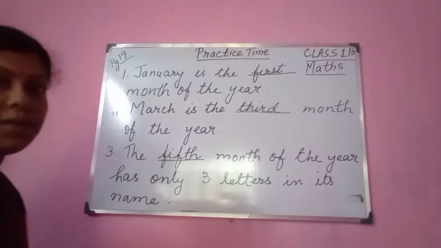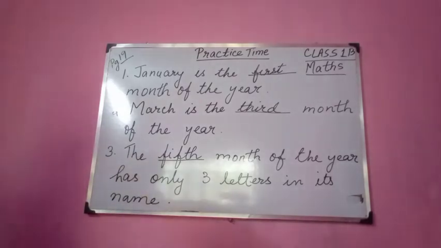Okay, you please see once again. January is the first month of the year. Okay, March is the third month of the year. The fifth month of the year has only 3 letters in its name.